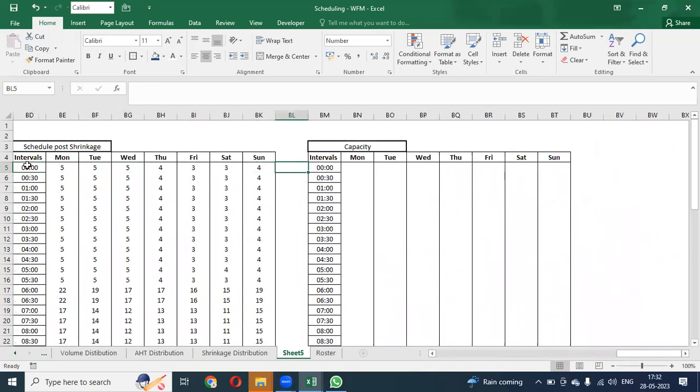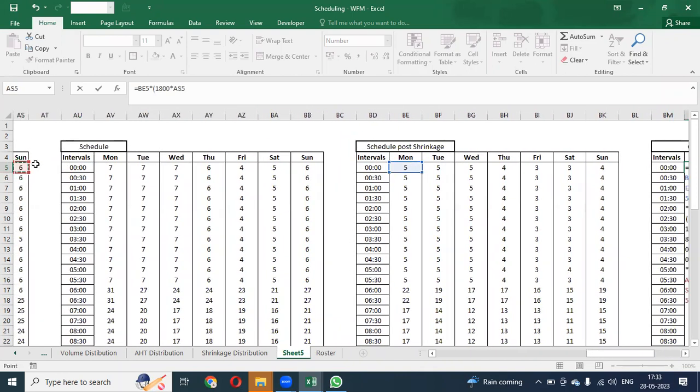So what you can do is, now here you can calculate the capacity. Post shrinkage number, those we have, we are assuming that these agents will be available to take the call on that particular interval. Okay. So we have 18 hours, 30 minutes of interval. So we will take this, and now we will go into the occupancy.